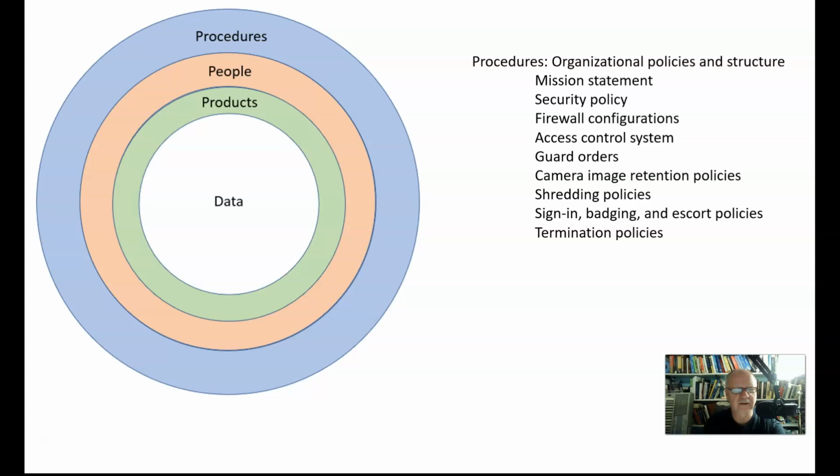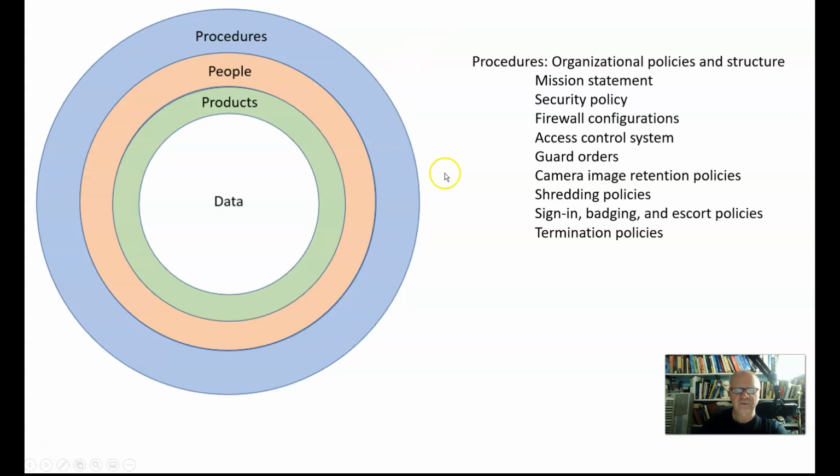We will later on in the course, but there are various kinds of access control systems, discretionary, mandatory, and so on. The guard's orders, the camera image retention policies, shredding policies, sign-in badging and escort policies, and then termination. What happens when somebody quits or somebody is let go from the company? How do we deal with that, and what's the policy?